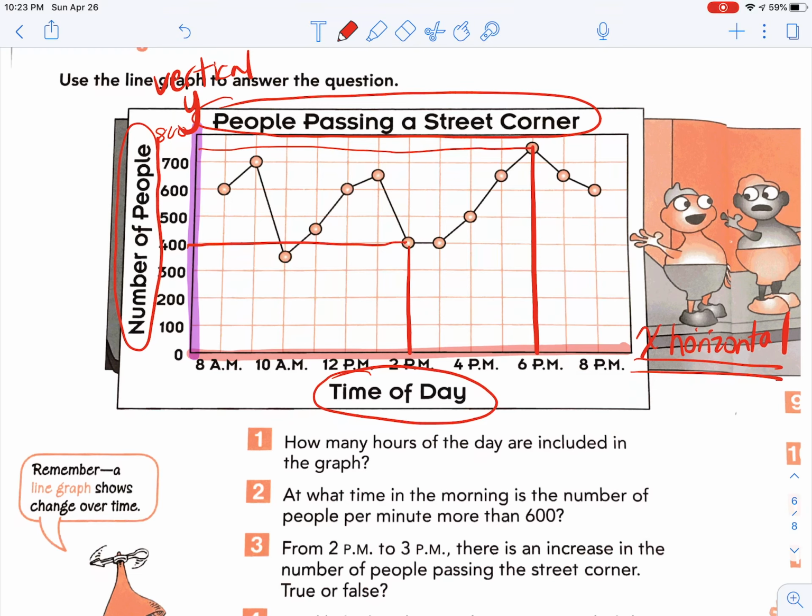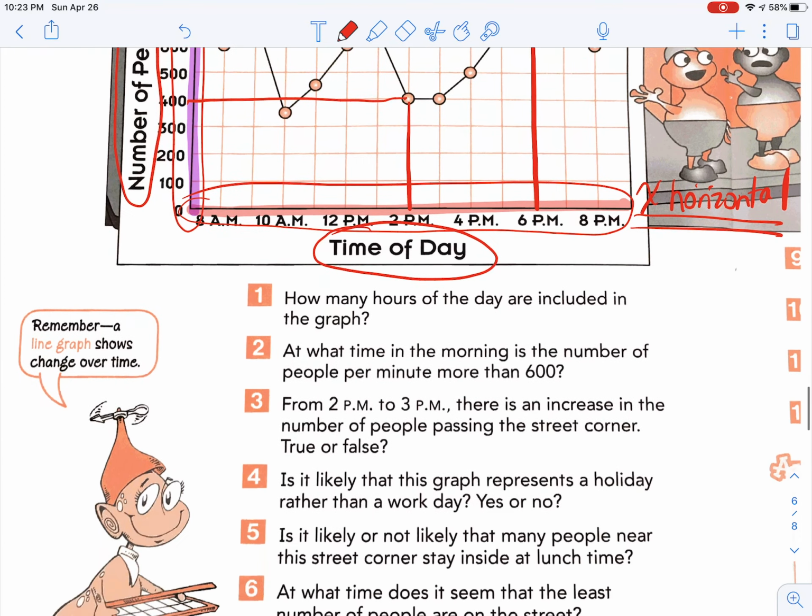So remember, sometimes on graphs like this, still every graph has to have a title. Sometimes you have an x-axis, which is the horizontal, and you have a y-axis that gives you information that is the vertical, which is kind of set up like one quadrant of the coordinate grid.